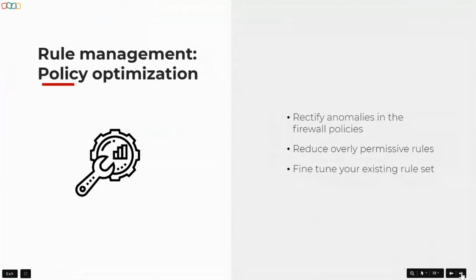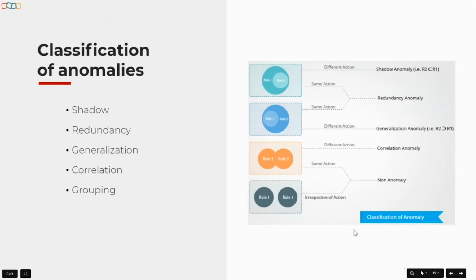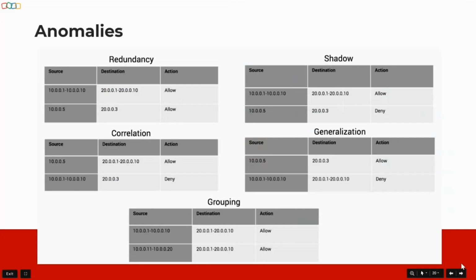All right, so next we're going to look at the classification of anomalies. Firewall Analyzer by default identifies the following rule anomalies, that is shadow, redundancy, generalization, correlation, and grouping. So in this slide, we have given a detailed example of all the anomalies that are detected by Firewall Analyzer. We'll be sharing this presentation with you once this training is over, and over there, you can go through the list of anomalies as well.